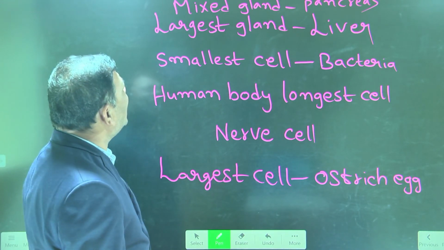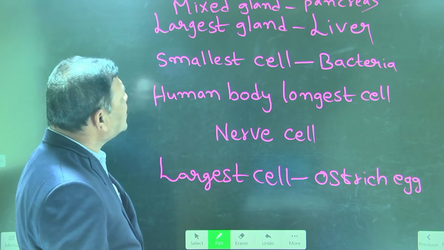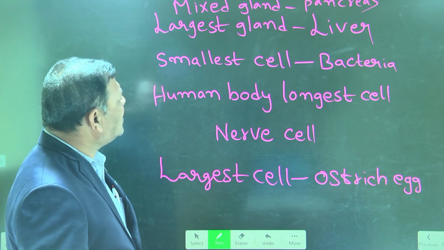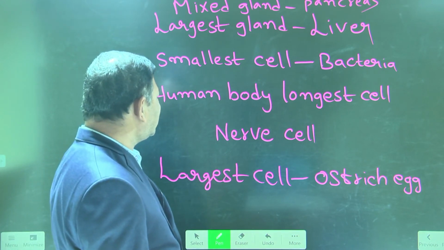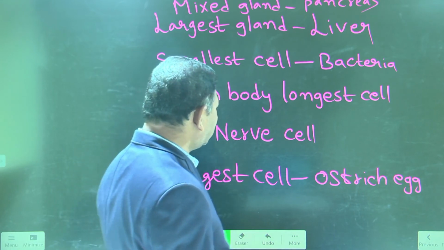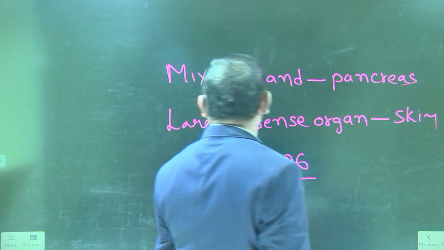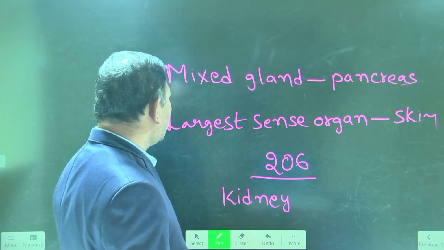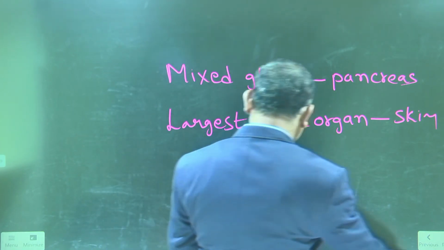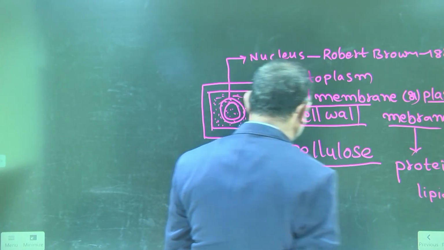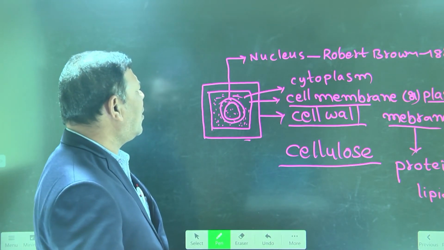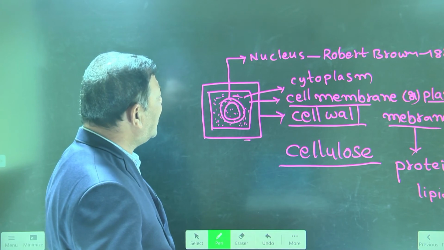Mixed gland in our body is the pancreas. Largest gland in our body is the liver. Smallest cell is the bacteria. Human body's longest cell is the nerve cell. Largest cell is the ostrich egg cell. Largest sense organ is the skin. Excretory organ is the kidney. Total how many bones are present? 206. Okay.